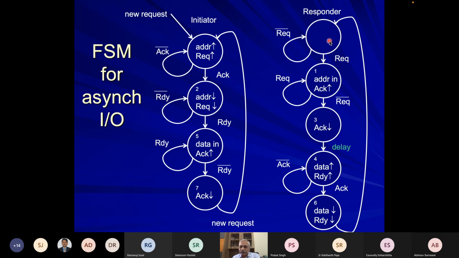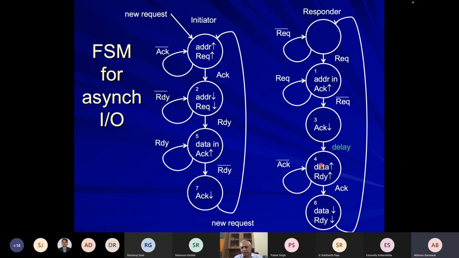On the responder side, again there are different states. Each state indicates that you are waiting for something. So you're waiting for a request here, and then you are waiting for the request going down. Then on this transition, I've just put a delay here. That means, assuming that the slave is slow, it needs some time to come up with data. So after some delay, you come to this state where data is given out on the bus and ready is made 1. Then you need to wait for acknowledgement to become 1.